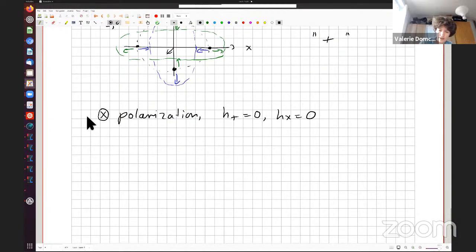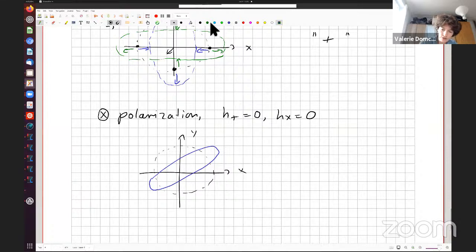Then what you will find, and maybe a good exercise to convince yourself that you're following this, is this. We have the xy plane, and if we start with our circle, in one phase of the oscillation it will be deformed into an ellipse like this, and in the second phase into an ellipse of this type. And this is precisely why we call it the cross polarization.